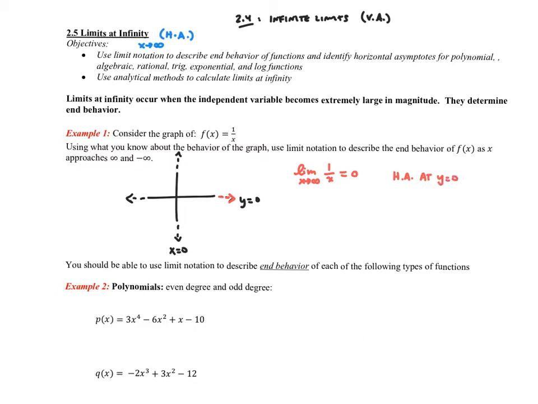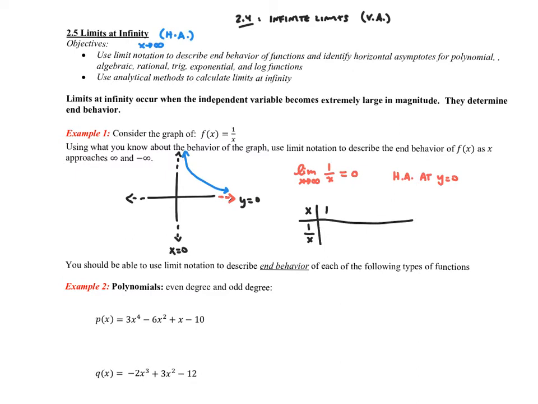Let's pick a few values. Let's first graph the function 1 over x when x is greater than 0. And you can see as x approaches infinity, y approaches 0. So let's think about values. Let's look at x and f of x, and let's look at values as x gets larger.